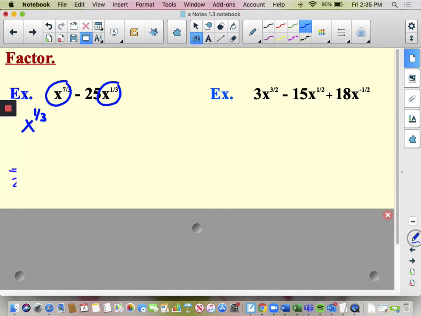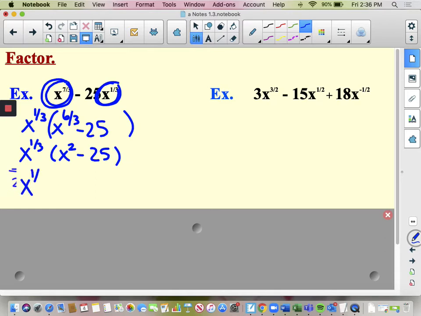Okay, so stop the video and write this down if you're like, oh yeah, I never really thought about it. So the most you can factor out is the smaller exponent. And then when you factor out, what are you really doing with the exponents? You're subtracting them, right? So when I factor out from this one, 7/3 minus 1/3 is 6/3, which of course is 2. And then 1/3 minus 1/3, that's 0, and x to the 0 is 1. So now this is x squared minus 25, and now it's easy, easy, easy.